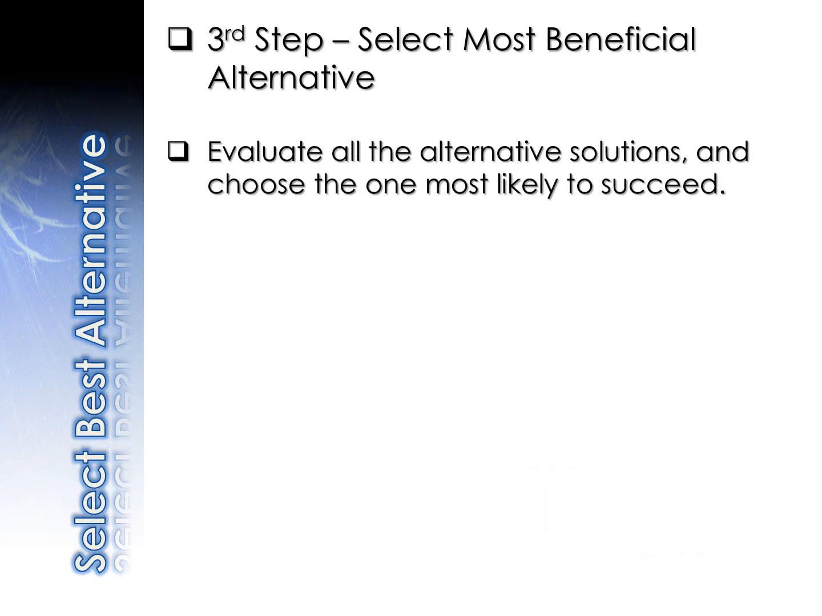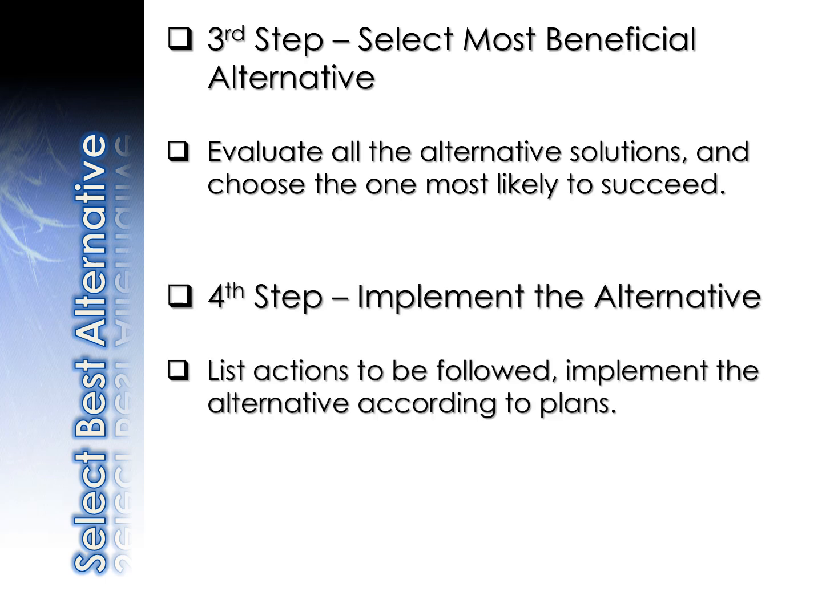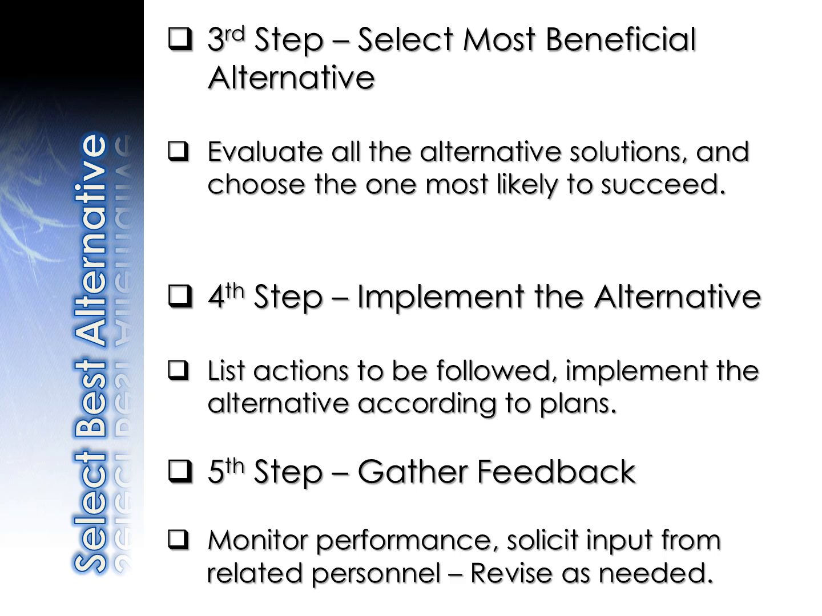Step 3 is to select the most beneficial alternative. Evaluate all the alternative solutions and then choose the one that is most likely to bring success. And then implement it. List the actions that have to be followed. Implement the alternative according to your plans. And fifth step, gather feedback. Monitor the performance. Solicit input from the related personnel on the floor, and then go back and revise as needed.